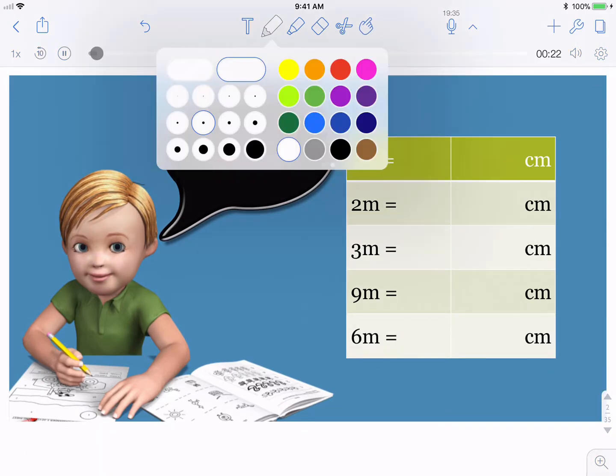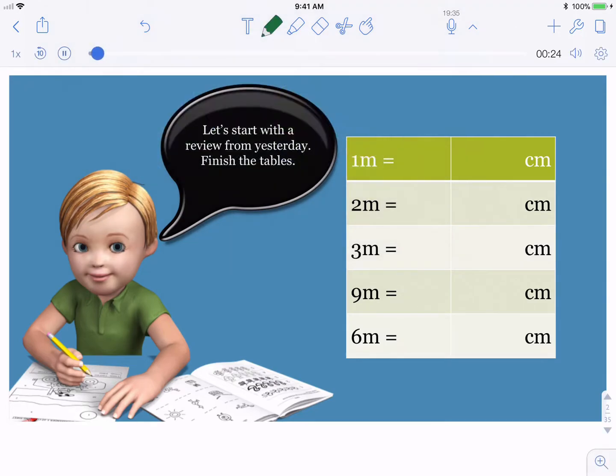Let's start with a review from yesterday. Finish the tables. I'll go ahead and do the first one for you. 1 meter equals how many centimeters? 100 centimeters. Okay, pause it, finish the table, and then move on when you're ready.